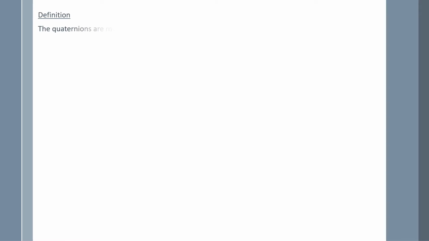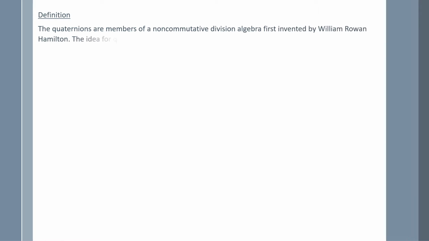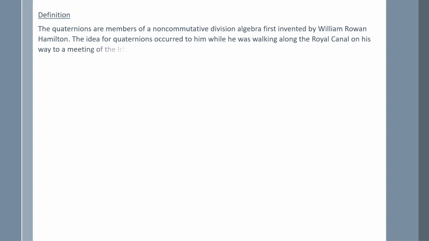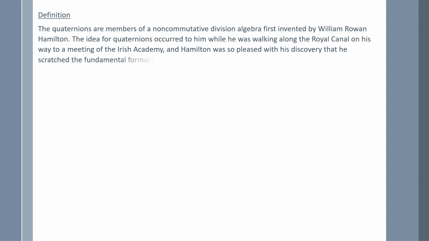So let's start with the definition. The quaternions are a member of a non-commutative division algebra first invented by William Rowan Hamilton. The idea for quaternions occurred to him while he was walking along the Royal Canal on his way to a meeting of the Irish Academy. And Hamilton was so pleased with his discovery that he scratched the fundamental formula of quaternion algebra on a bridge.